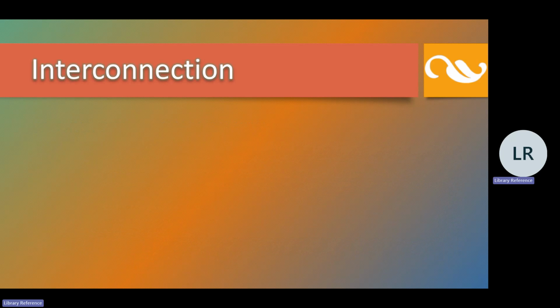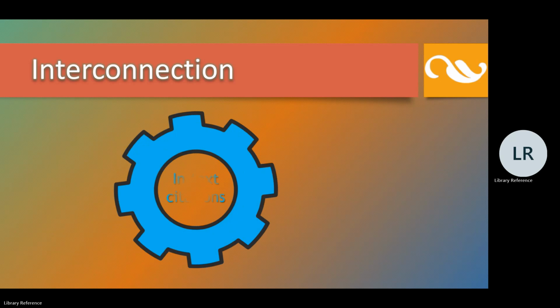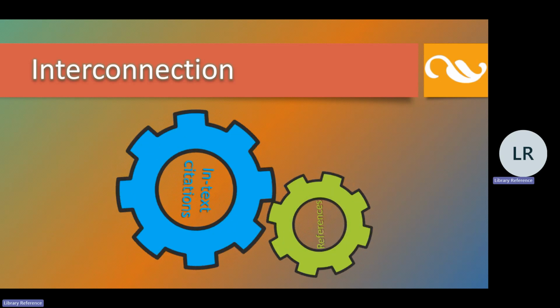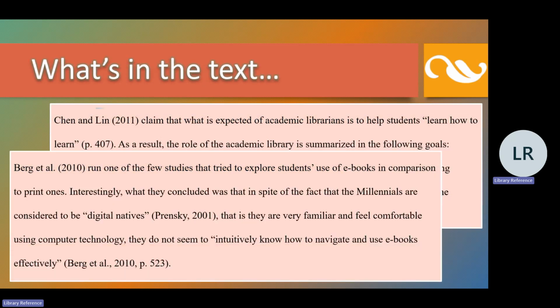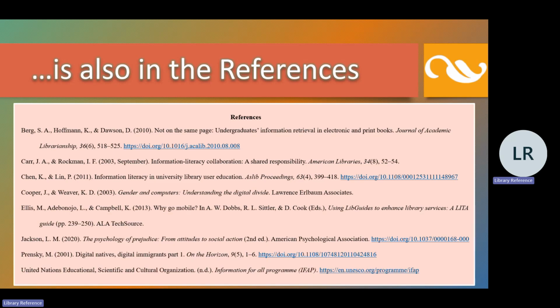Always remember that there is an interconnection between in-text citations and references. What does this mean? It means that what's in the text, for instance, Chen and Lin 2011, Berg et al. 2010, Prensky 2001, should also be listed in the references. So, Chen and Lin 2011, Berg et al. 2010, Prensky 2001. And also notice that every single source that is listed in the references should also be mentioned, at least once, in the text.